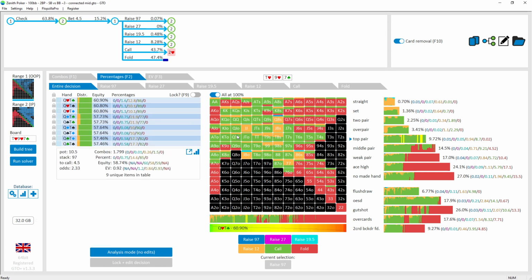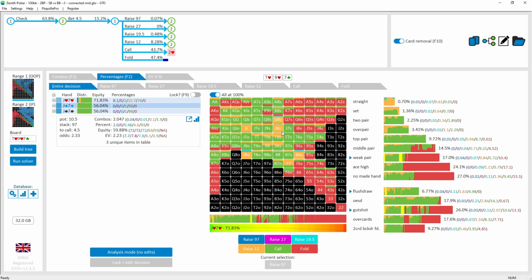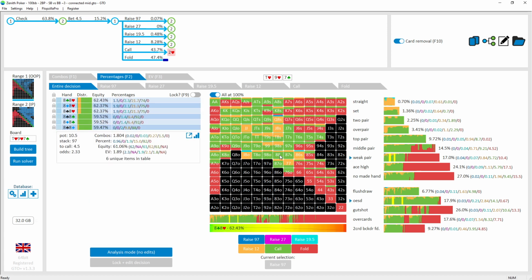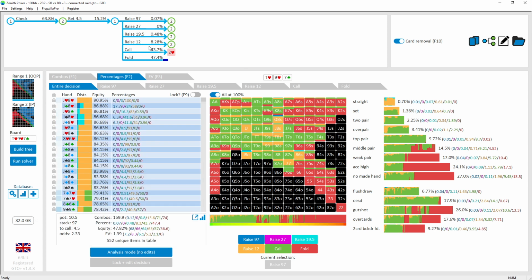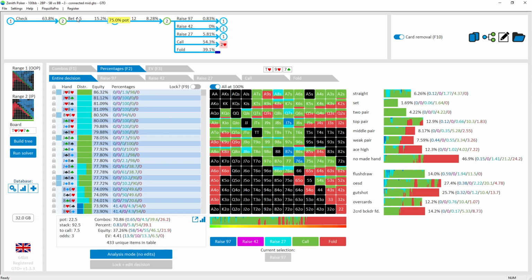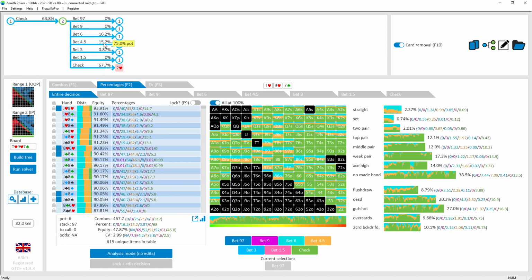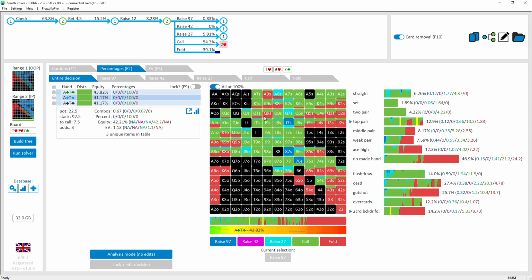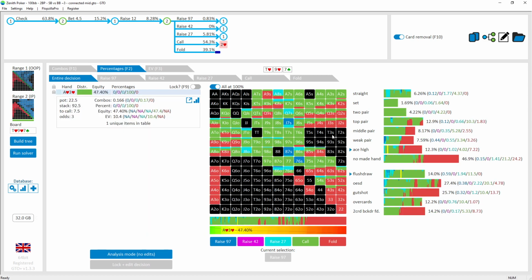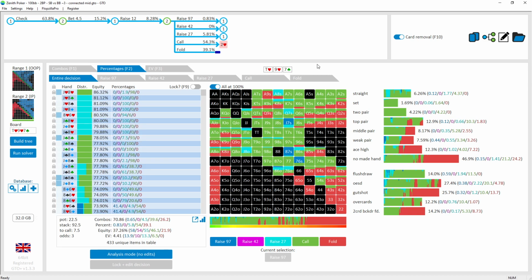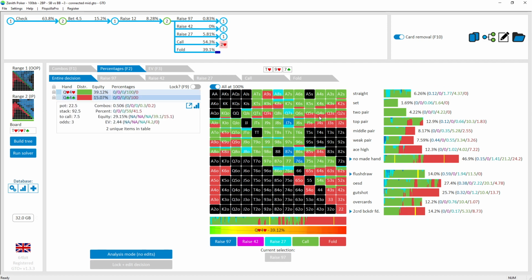In both of these lines here, it's blocking the nut straight, Jack 8, and drawing to a new straight if the 8 comes, and being ahead of all of these top pairs means that it really wants to go for some kind of aggressive action on this street, to get value from weaker pairs and deny equity from these overcards, which there are a lot of.